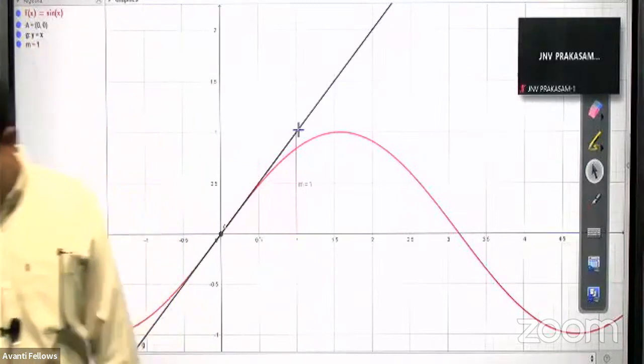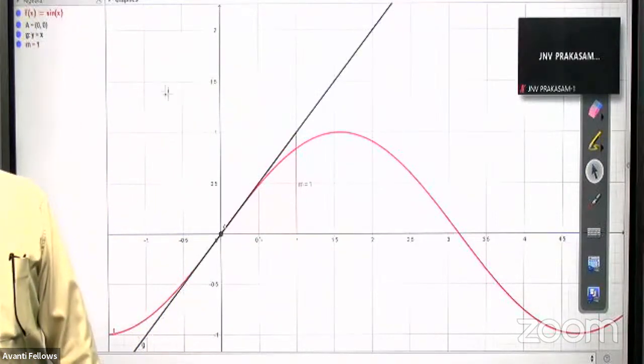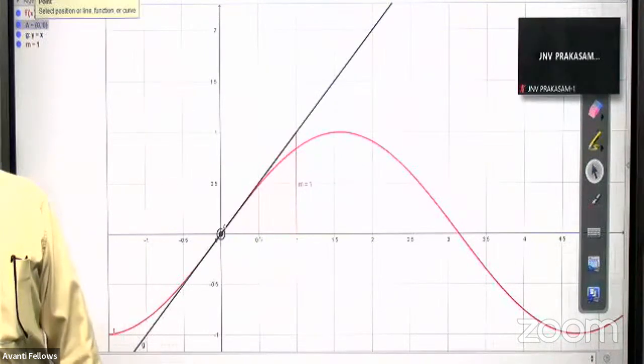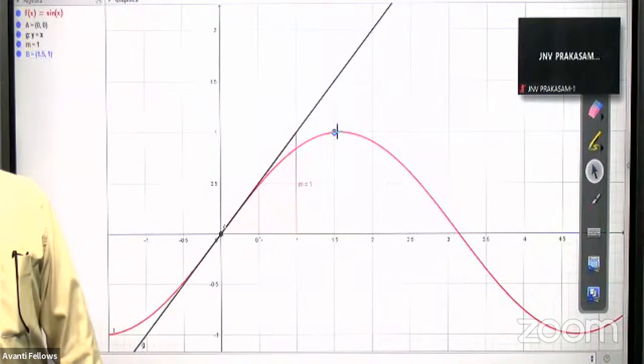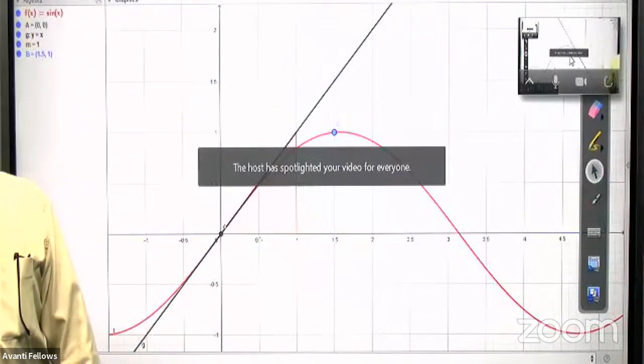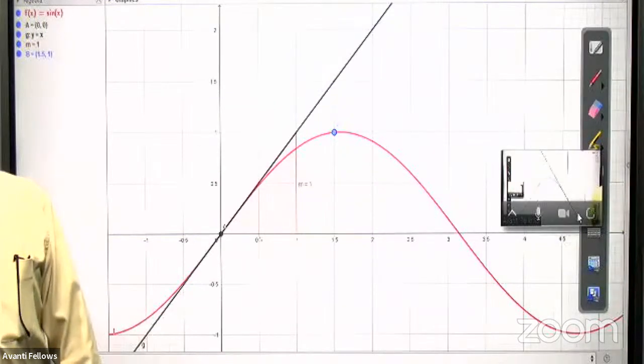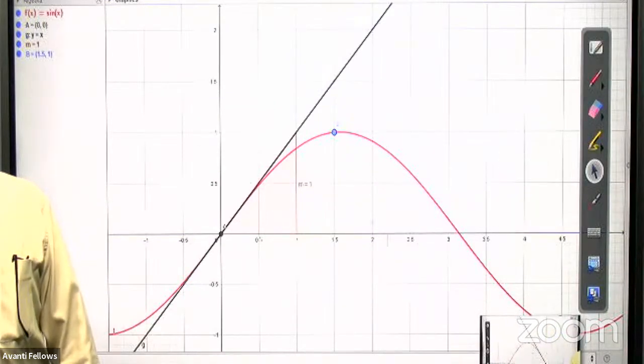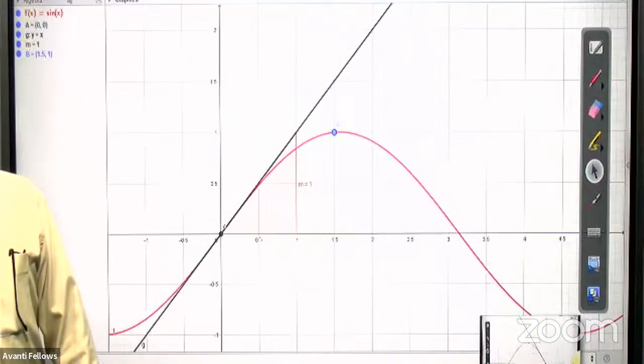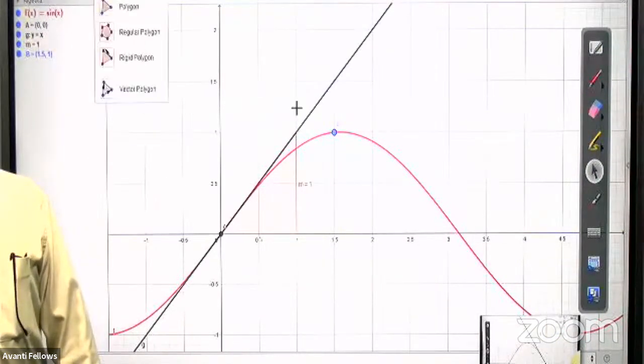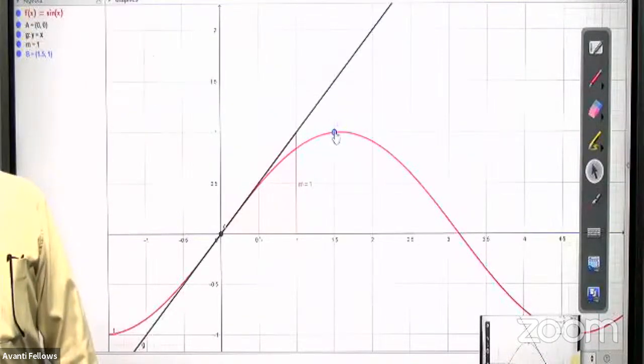Okay. So if I move this point, I take another point. Okay, let me take another point, and I am going to draw the tangent at that point.